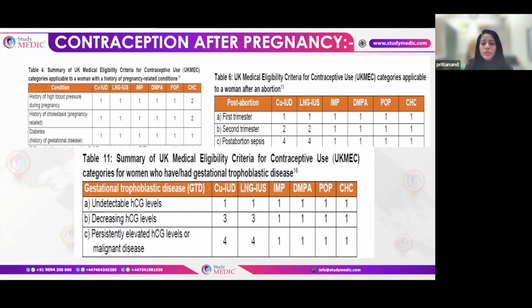Now, for abortion, miscarriage and ectopic, anything can be started anytime. There is no contraindication for any of them, except if there is abortion sepsis, then coils should be avoided. But after GTD treatment, please remember, until the HCG levels are negative, you will not give the coils, neither a copper T nor an LNG IUS. Rest, anything can be given even if the HCG levels are high.